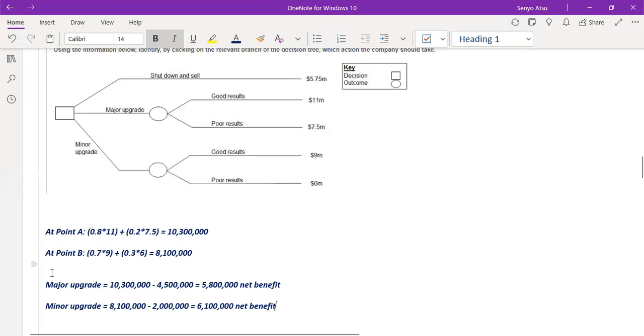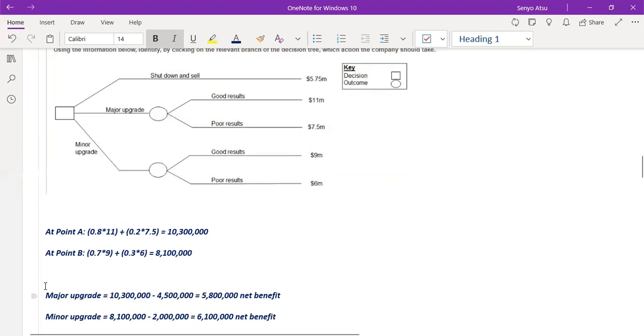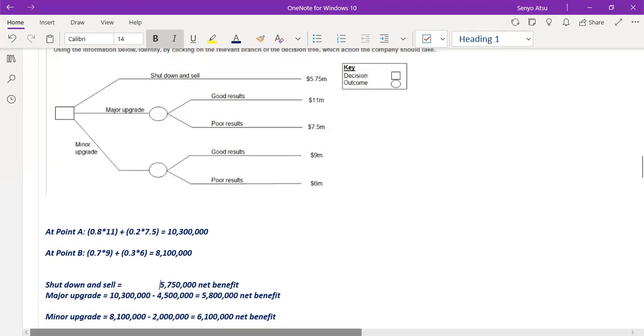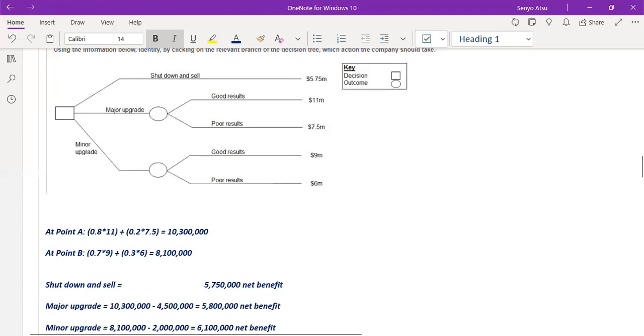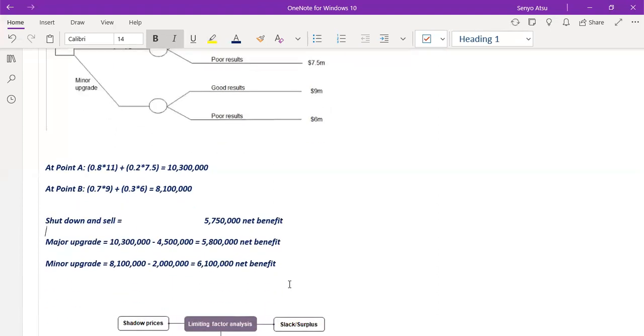But don't forget, there was another decision also: shut down and sell the facility. Don't bother yourself doing any upgrade. That was a straightforward 5,750,000. It's like telling somebody, if you're afraid of writing exams, then don't write any exams. That one, we know the result. It's a straight result. But if you go for the exams, you can either make a pass or a fail. That kind of thing is what we are saying here.